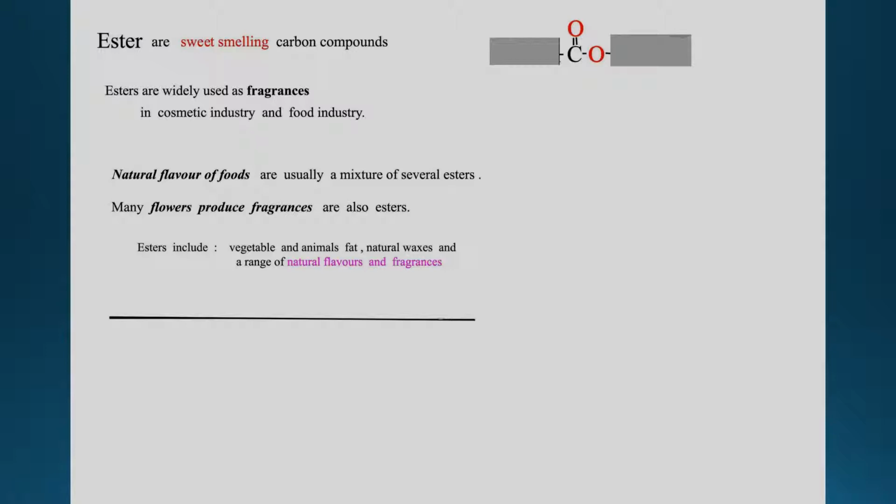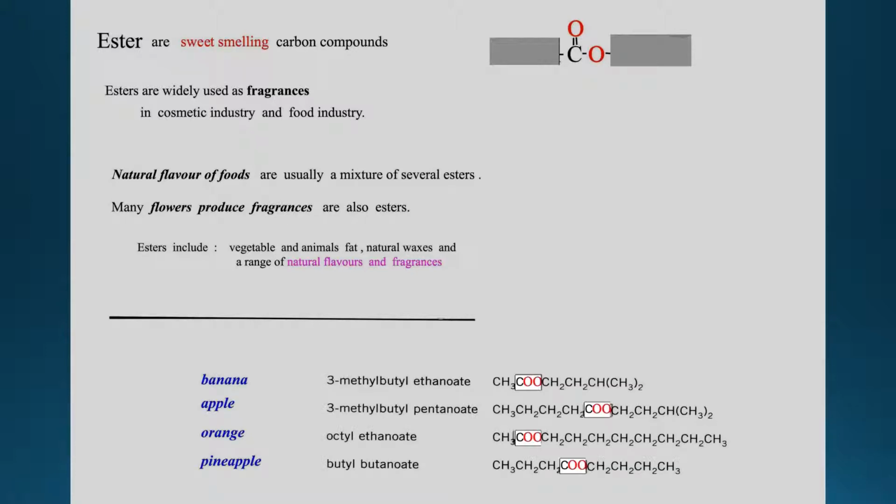If you look at the shape of ester, you will see a C double bond O in the middle, C double bond O, COO, and this is called the ester bond. Certain nice types of smell like banana smell, apple smell, orange smell, pineapple smell, they are all made from ester.